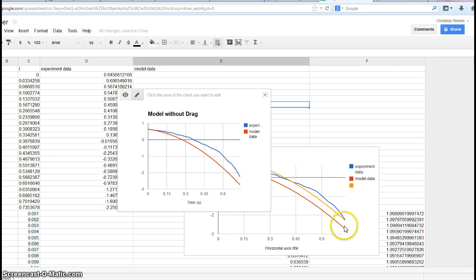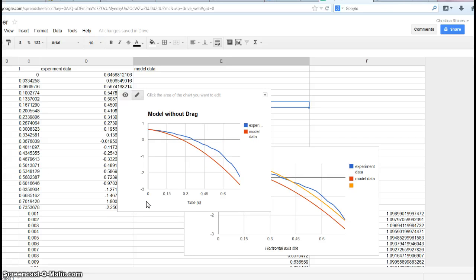We can see that here at the end, the model with the drag force, which is the yellow line here, matches up with the experiment data. This proves that Newton's second law holds true because adding the two forces is a better representation of the actual data. You can see that there are some discrepancies among the lines here. This is caused by user error when plotting the position in Tracker.